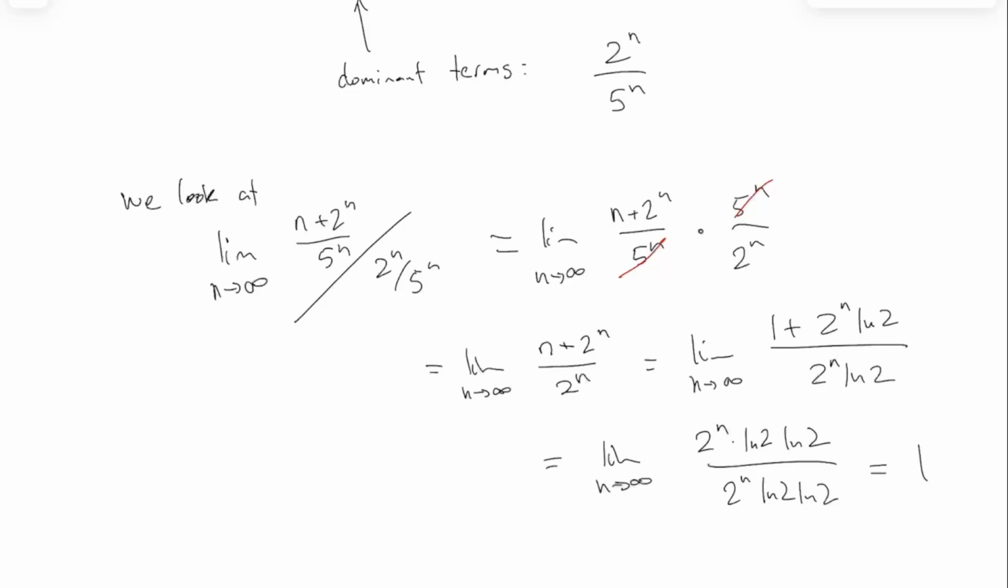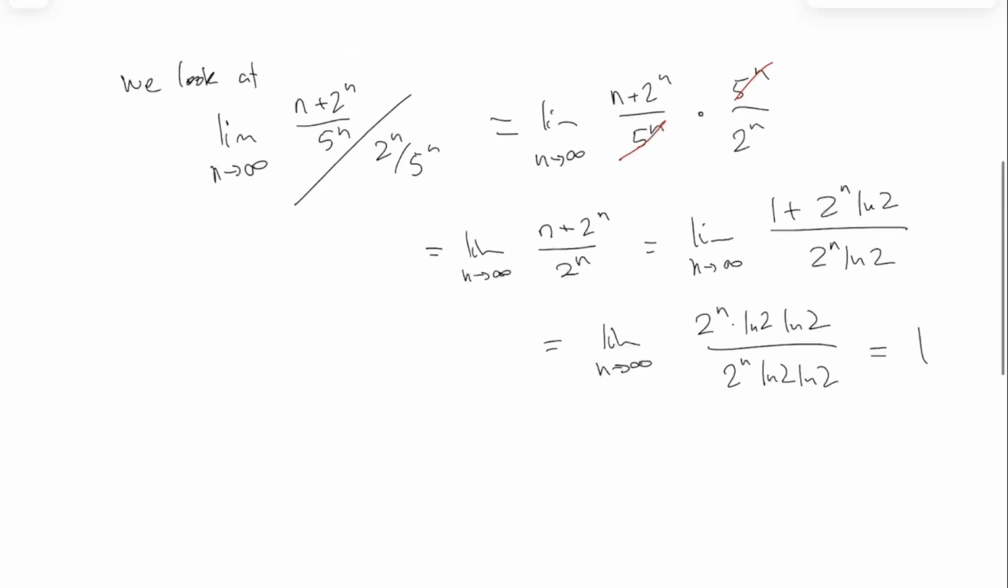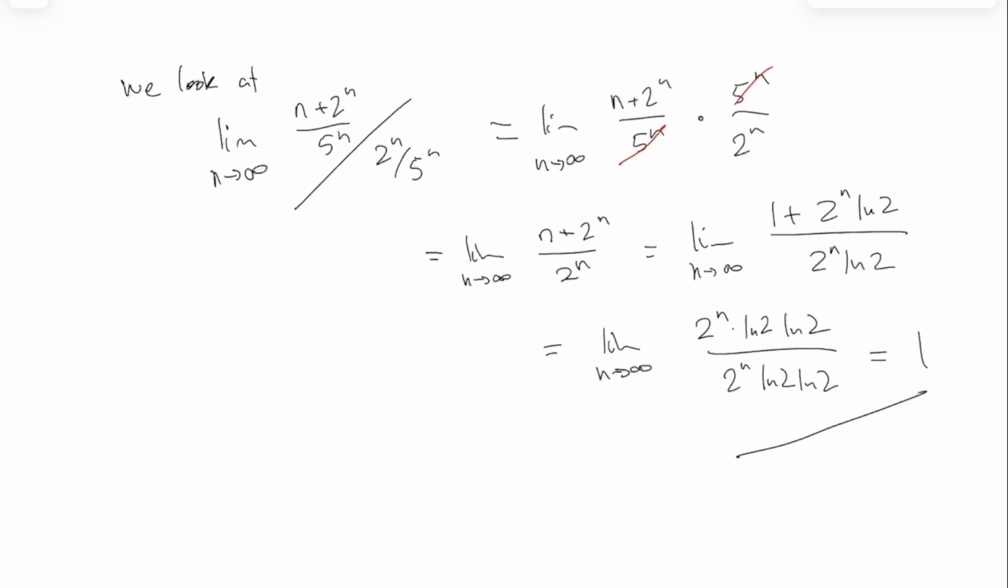All right. Anyway, all of this ratio business is a 1, and the fact that that is greater than 0 means the convergence of what I'm looking at, n plus 2 to the n over 5 to the n, and the other one, which was just 2 to the n over 5 to the n, are the same.